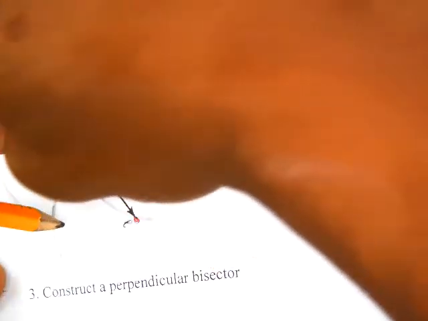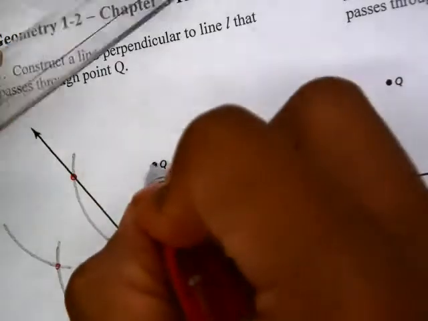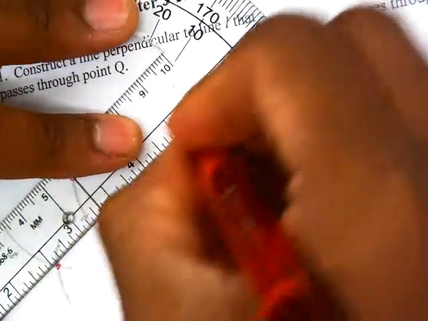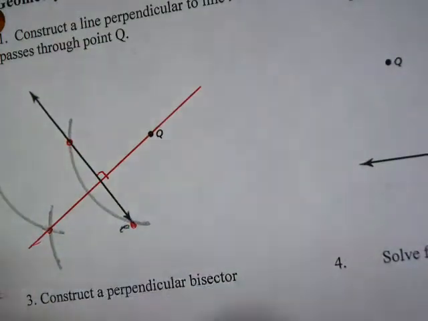Where your two arcs intersect, this point right here, you want to line that up with Q. And when you line that up with Q and you draw a line, that line will be perpendicular to L, but through the point Q.